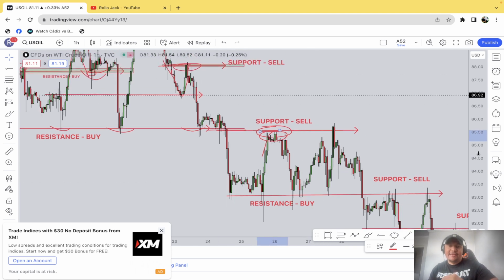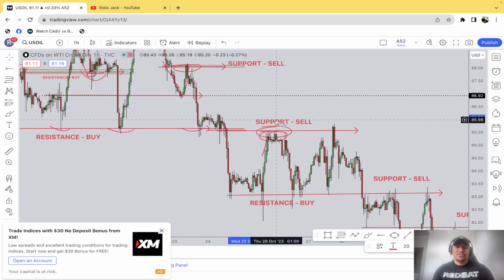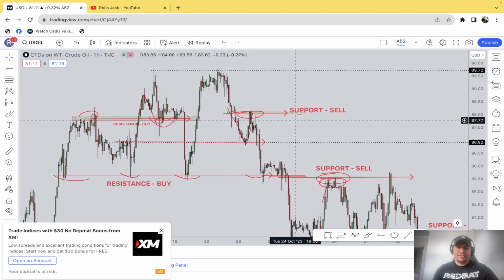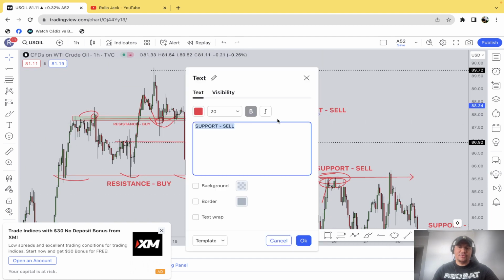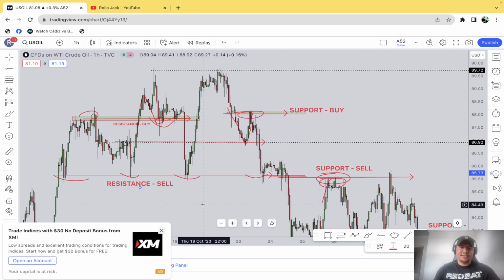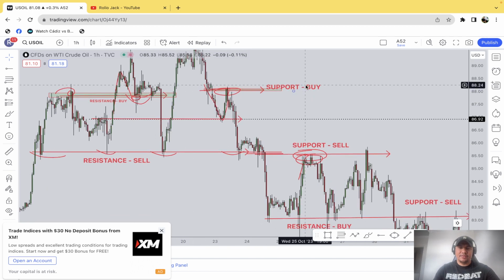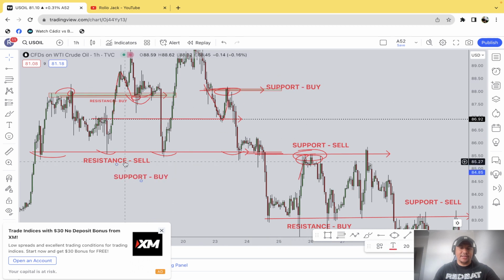Now I think I have made a mistake with this, so let me just do this very quickly. Support is supposed to be a buy and resistance is supposed to be a sell. Let me just change this. There we go. Resistance is supposed to be sell, so I had it the other way around. So we're going to do that there. We're going to just delete that.